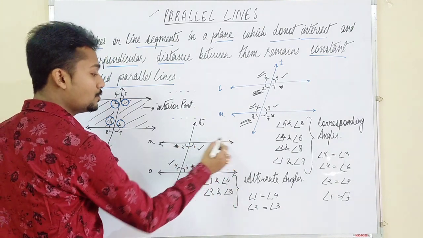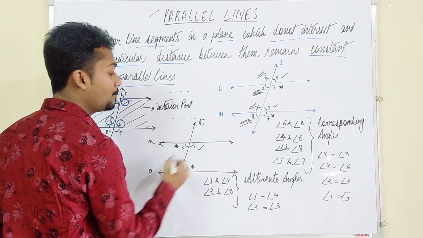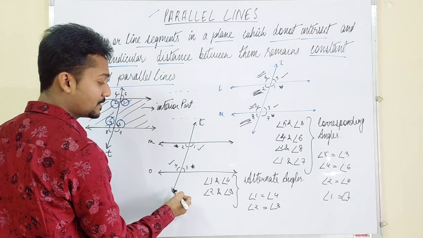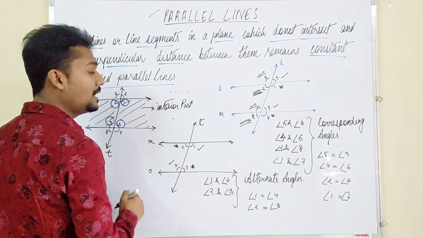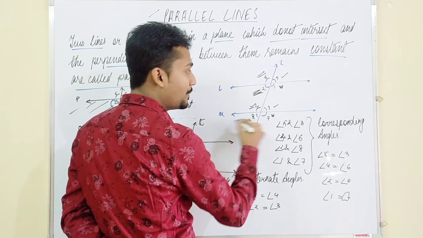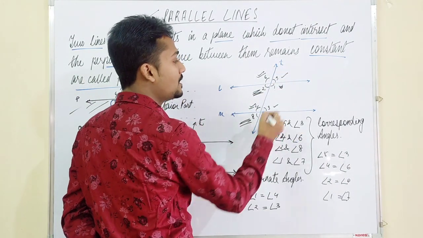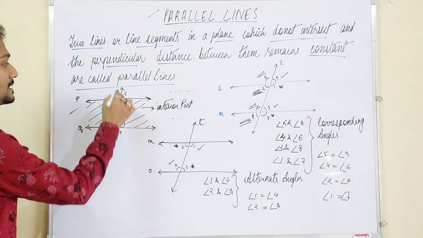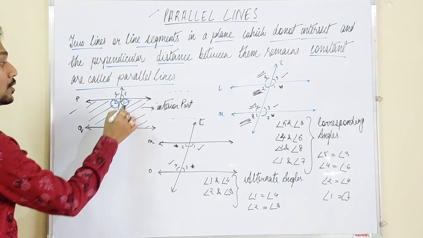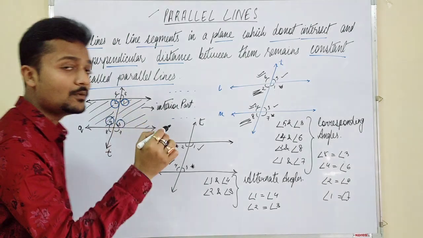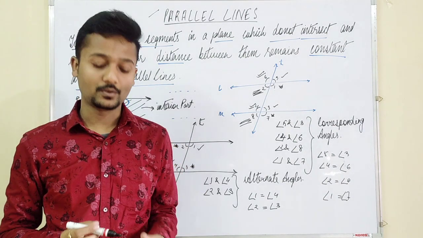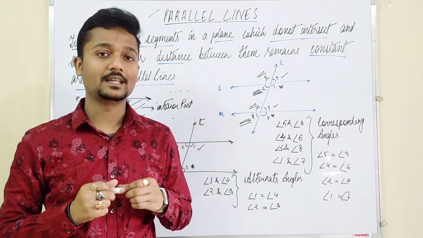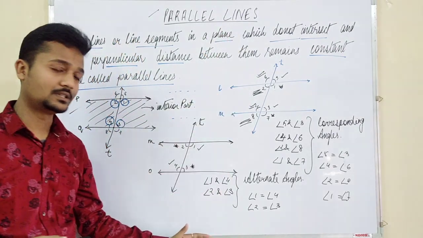That means, if a pair of parallel lines is cut by a transversal, then the alternate angles are equal. Again, if a pair of parallel lines is cut by a transversal, corresponding angles are equal. Again, if a pair of parallel lines is cut by a transversal, then the sum of the co-interior angles is equal to 180 degrees. I hope you have understood till this much.